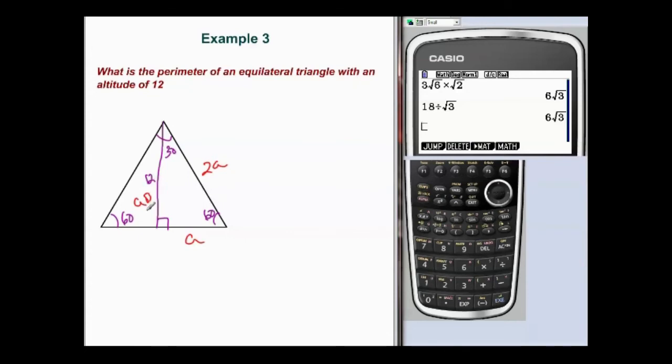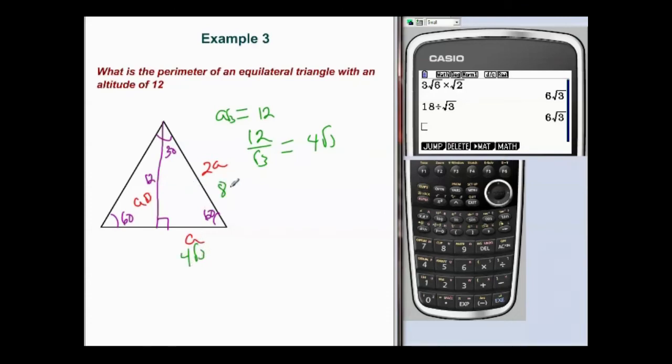Well, we need to find out what a is equal to, so we're going to do the same thing. a radical 3 is equal to 12. So we have 12 over radical 3, and by now you should start recognizing that's just going to be 12 radical 3 over 3, or 4 radical 3. All right? So a is 4 radical 3.